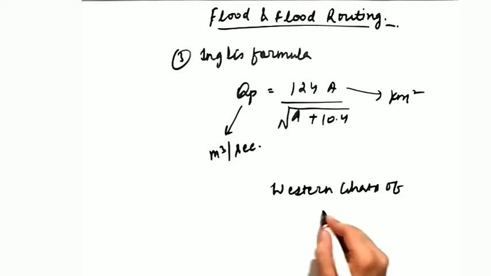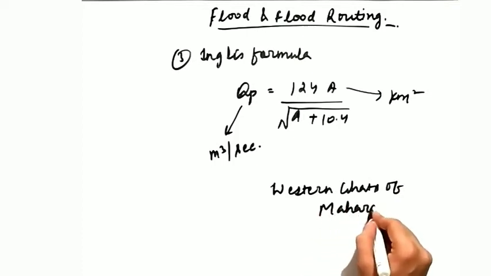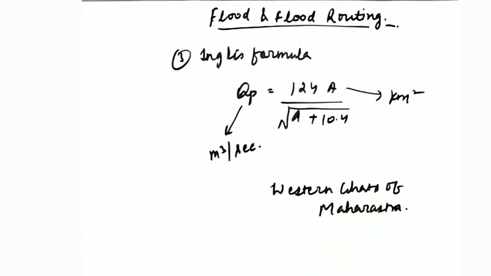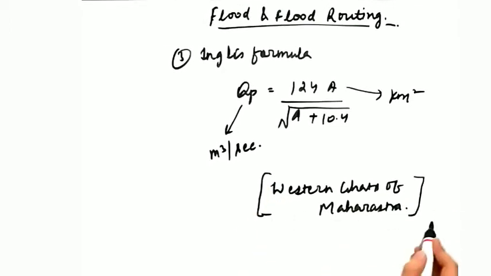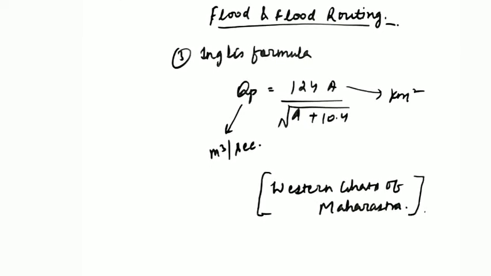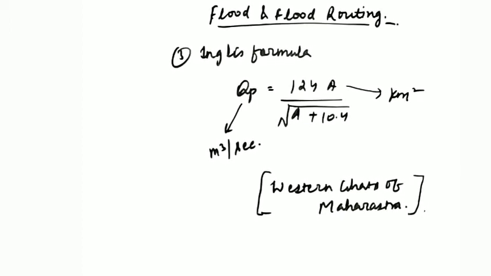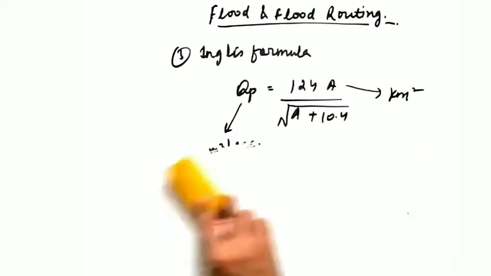Now this formula can be used for the catchments that lie in the Western Ghats of Maharashtra. This is a specific formula that is limited to this particular area only. If the structure has to be designed in an area that lies in the Western Ghats of Maharashtra, then you will use the Inglis formula to calculate the discharge of flood. So this is all about the empirical formulas.